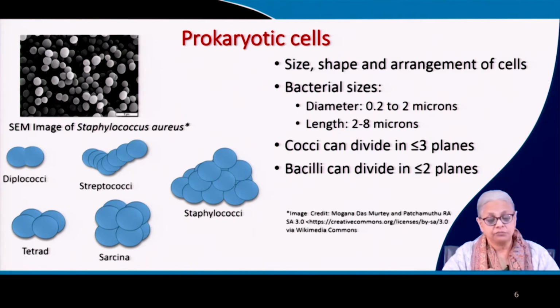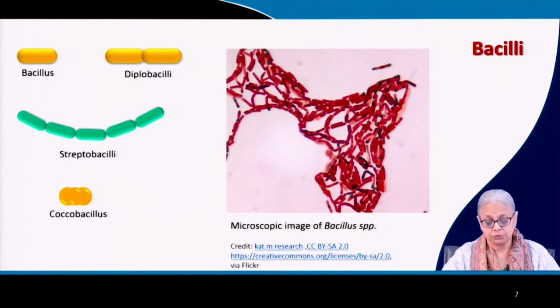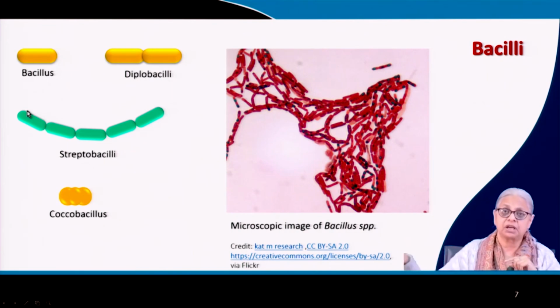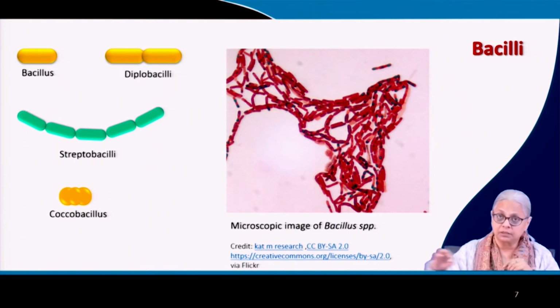Bacilli are slightly different. They are rod-shaped bacteria. So here we have bacilli species. You can see they are all elongated, rod-shaped bacteria. So this is a single bacillus. If it divides in one direction, you get diplobacilli. If it continues to divide in the same direction, forming this long chain or filament, you get streptobacilli, same nomenclature.